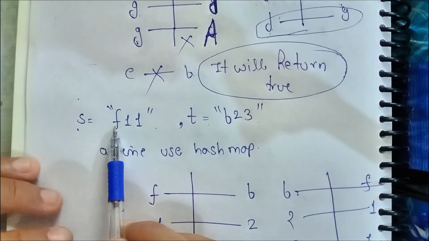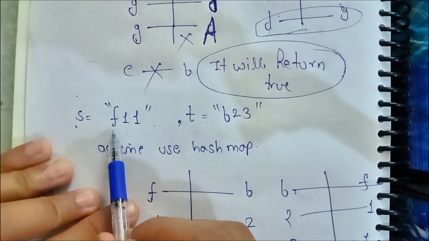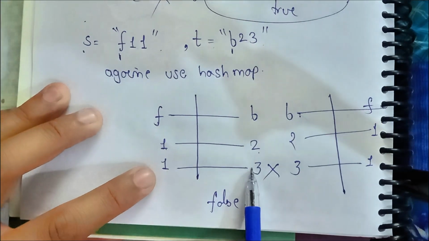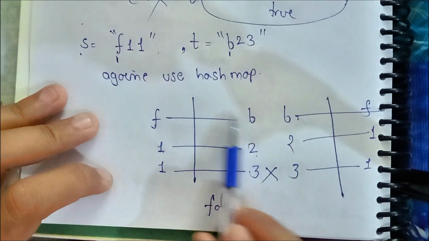So we will write this in the hash map. f is assigned with b, first is assigned with first, 1 is assigned with 2, and 1 is assigned with 3. So here we will check if this is possible or not.